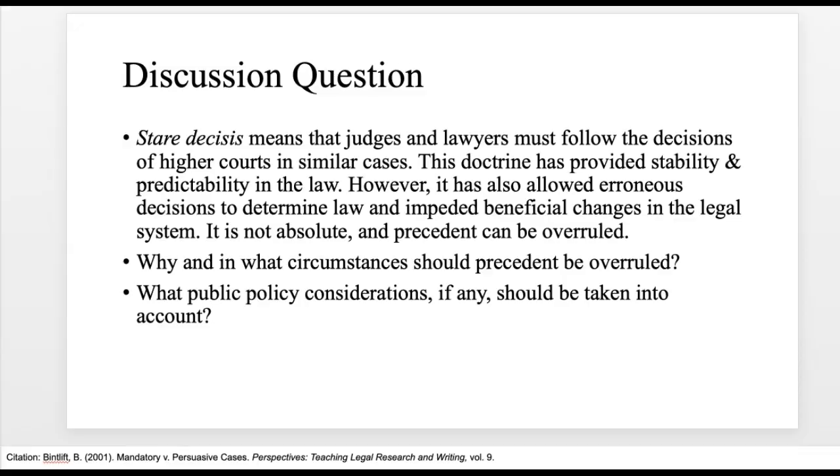So here's our discussion question. Stare decisis means that judges and lawyers must follow the decisions of higher courts in similar cases. This doctrine has provided stability and predictability in the law. However, it has also allowed erroneous decisions to continue to determine law and impeded beneficial changes in the legal system. It is not absolute, and precedent can be overruled. Why and in what circumstances should precedent be overruled? What public policy considerations, if any, should be taken into account?